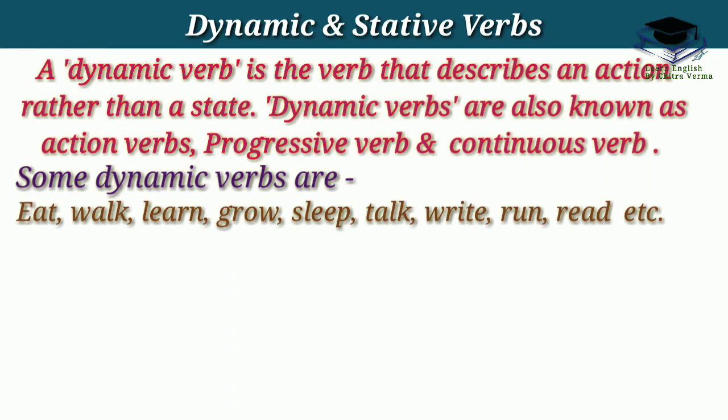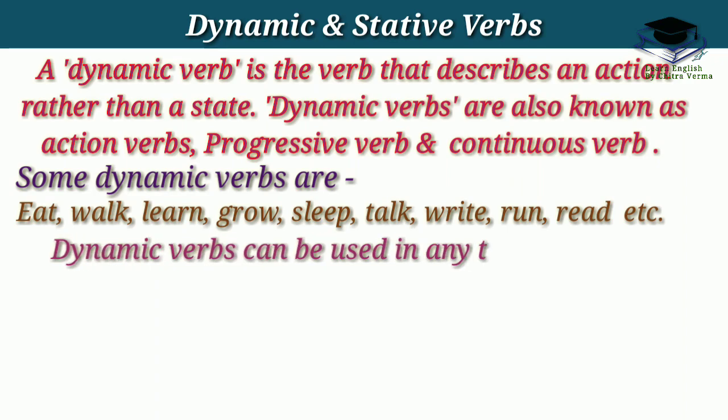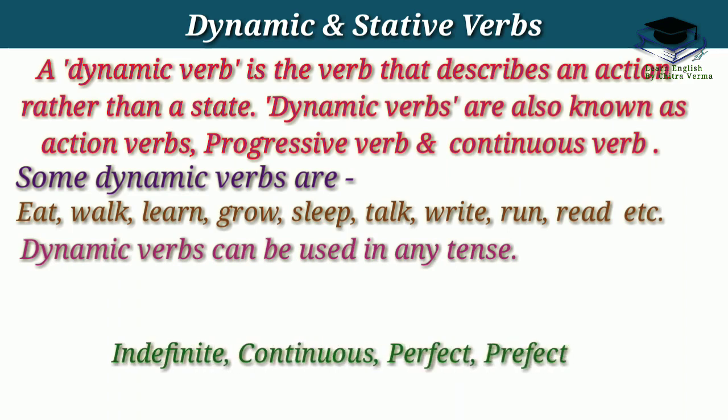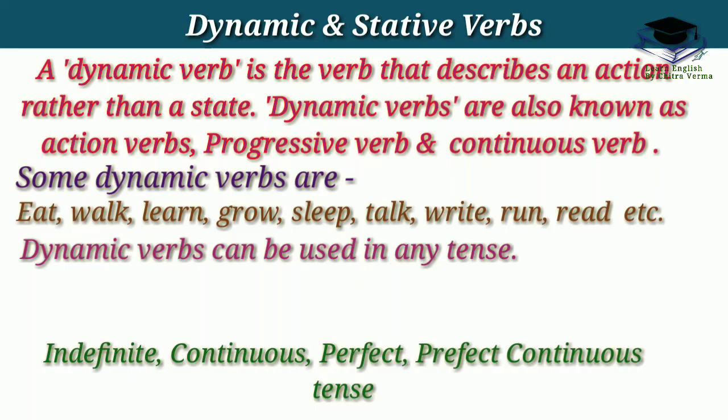These are the examples of dynamic verb. These verbs express physical activities. We can start these actions anytime. We can stop these actions anytime. So these are the dynamic verbs. Dynamic verbs can be used in any tense. Means we can use it in simple present tense, simple past tense, future tense. We can use it in continuous tense, perfect tense and perfect continuous tense.